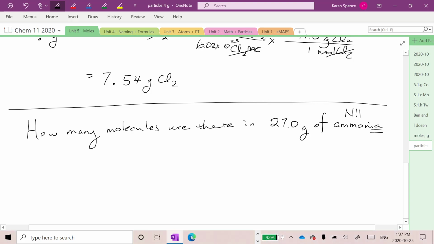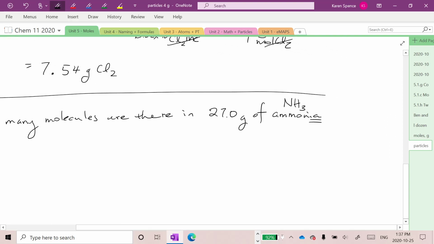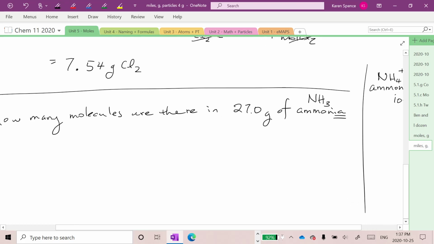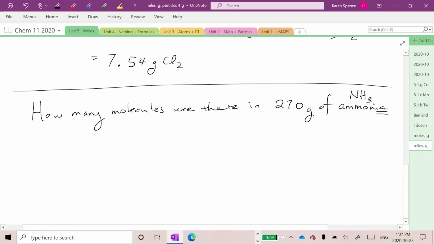Ammonia is NH3. It's a neutral molecule, whereas ammonium, which is not what we're looking at right now, is a polyatomic ion, NH4+. Okay, that'll be big time important for Chem 12, because we deal with both of them very frequently, because ammonium is an acid and ammonia is a base. Okay, anyway, putting that aside for the moment, how many molecules are there in 27 grams of ammonia?